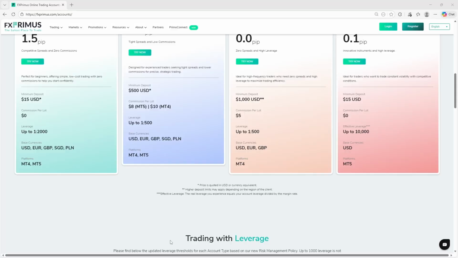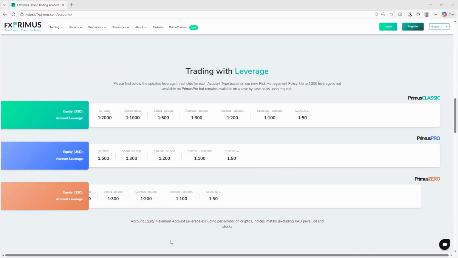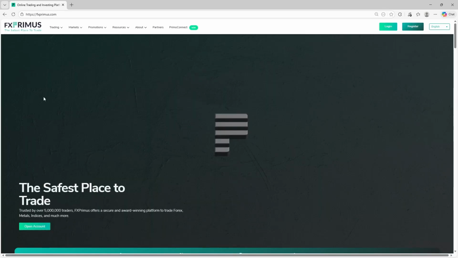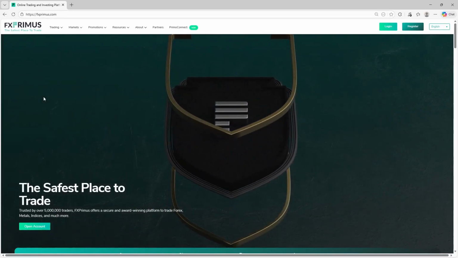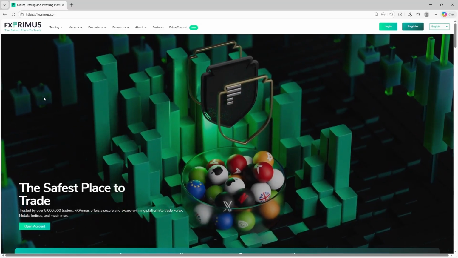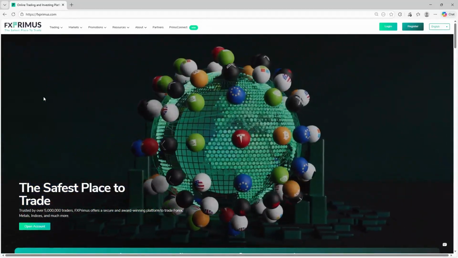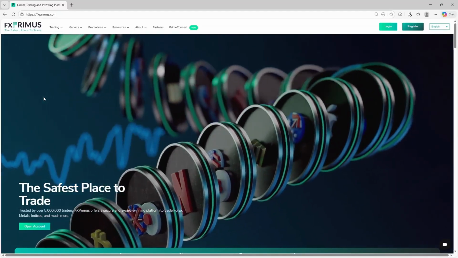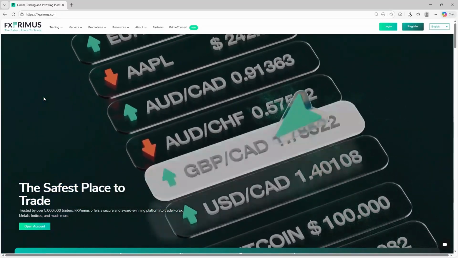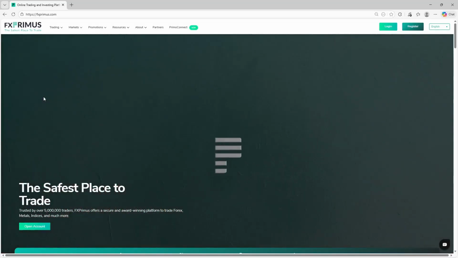Leverage scales dynamically based on equity tiers, meaning risk exposure increases as account balances change, which can be powerful but dangerous without disciplined risk management. Feature-wise, FXPrismus positions itself as a multi-asset broker, offering forex, indices, metals, energies, stocks, and cryptocurrencies. The platform environment focuses on stability rather than heavy customization, relying on MetaTrader's ecosystem for indicators, automation, and strategy development.